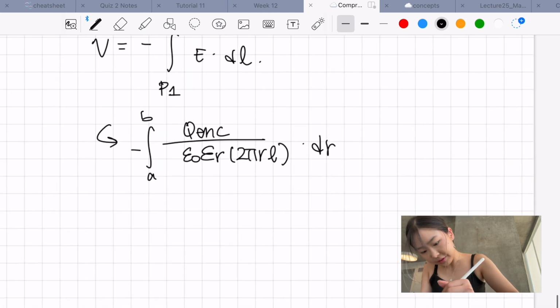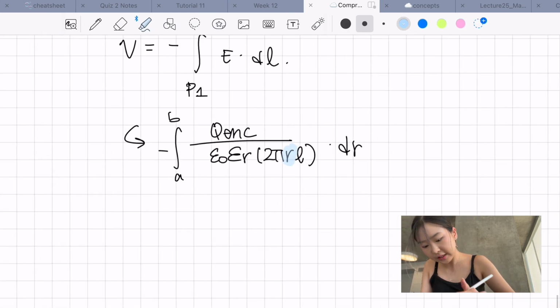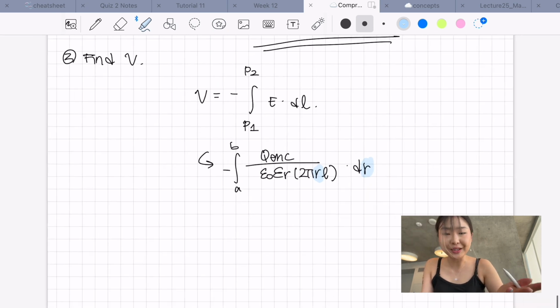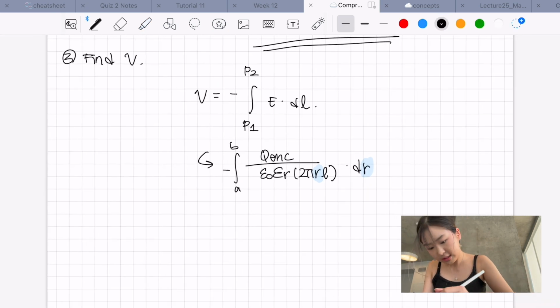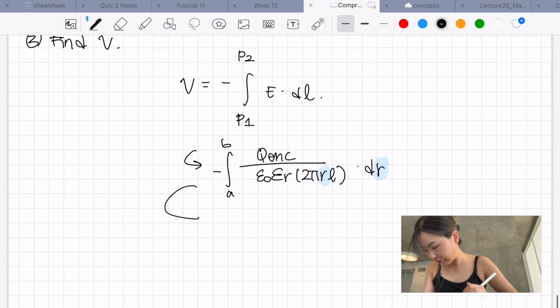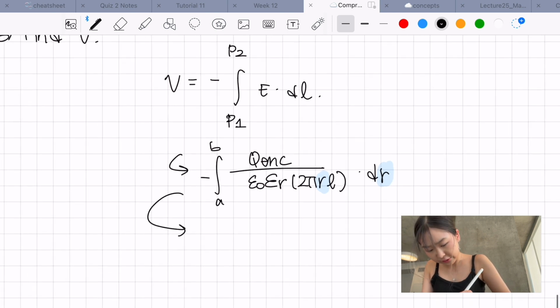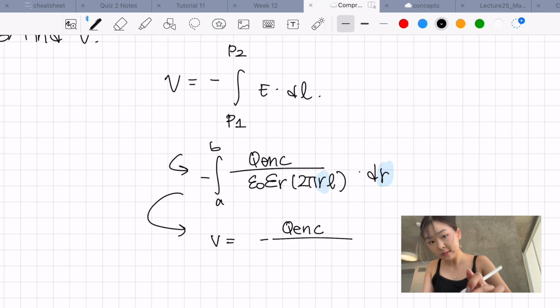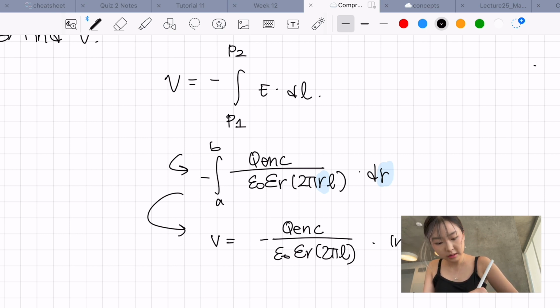And if you look at it, there's an R here and an R here, so that's the only thing that actually needs to be integrated. So if you rearrange that, V is equal to, all the rest just comes out, Q enclosed over epsilon naught epsilon R 2 pi L times ln of B over A, evaluated from A to B.